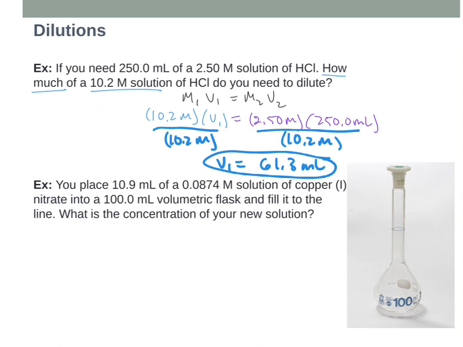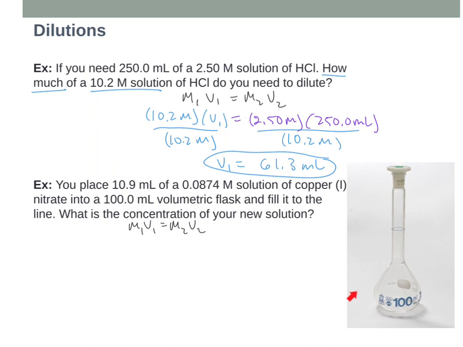Here's another way to phrase these questions. Again, they're all the same. So M1V1 equals M2V2. If you place 10.9 milliliters of a 0.0874 molar solution of copper 1 nitrate into a 100 milliliter volumetric flask and fill it to the line, what is the concentration of your new solution?